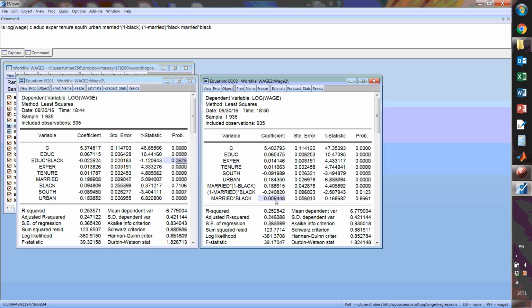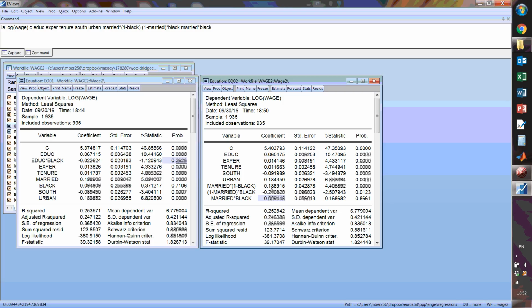The question that was being asked was, what is the estimated wage differential between married blacks and married non-blacks? That is the gap between 0.0094 and 0.189 approximately. So it's a negative of 0.179 or so. Let's say minus 0.18. So a married black man earns about 18% less than a married non-black man.